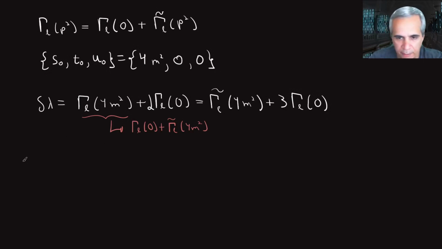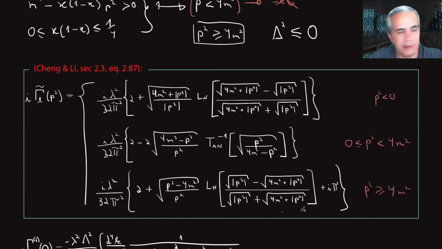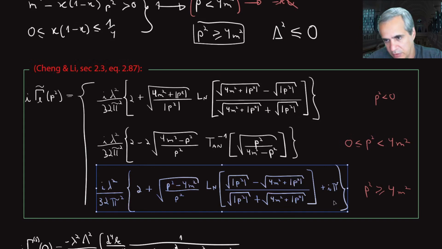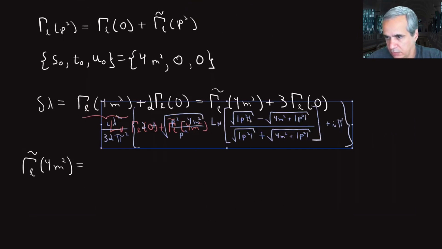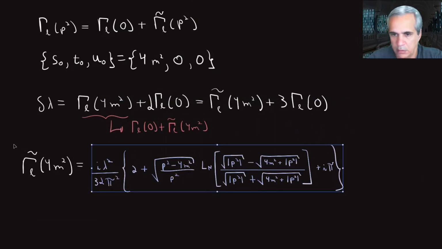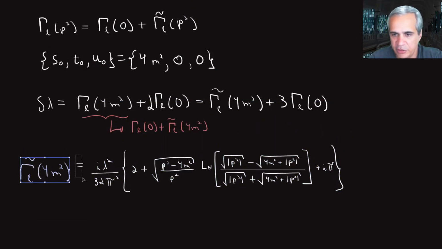And now I can use the expressions I have for these guys. So gamma L tilde of 4m squared, I can get from here. Remember we had this solution, and for 4m squared, the equation is really this last one. Let me copy it here. And I just have to exchange p squared for 4m squared, right?